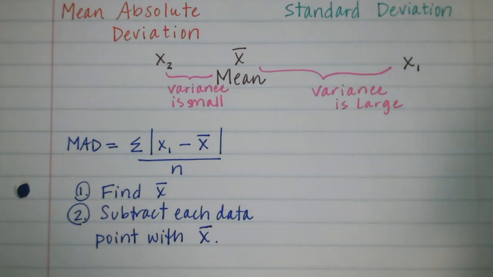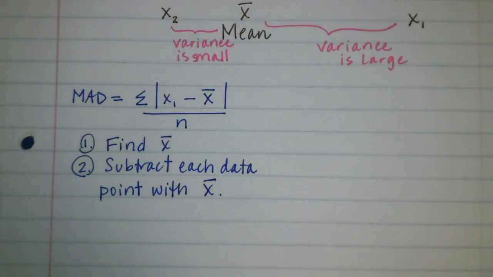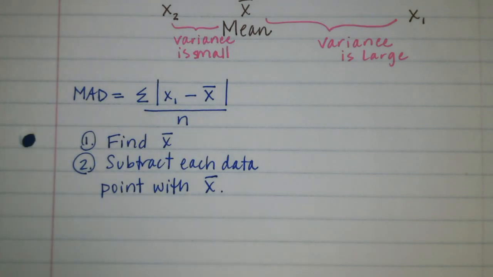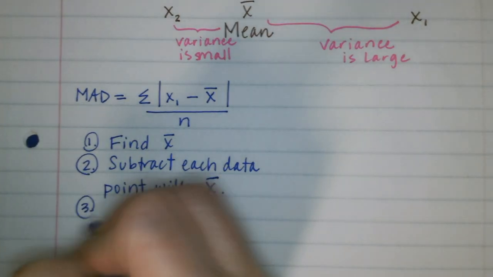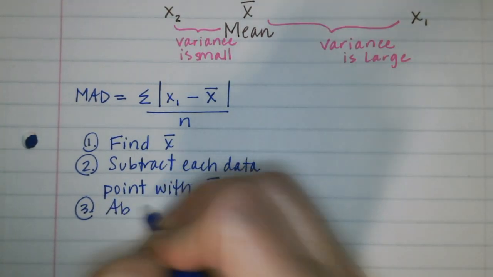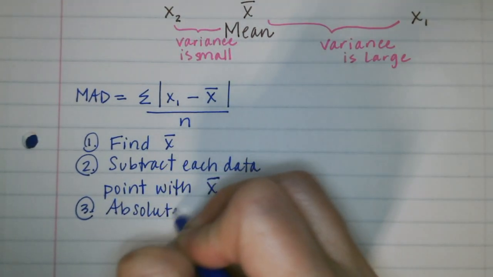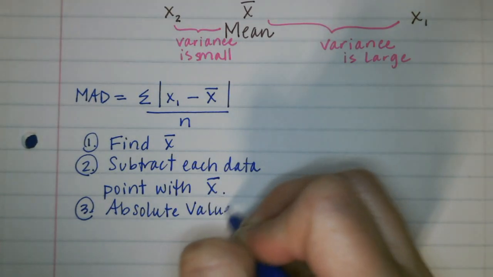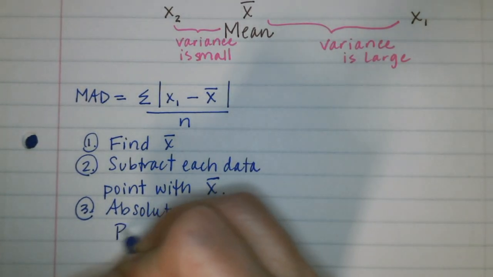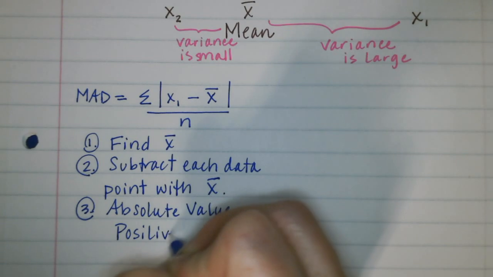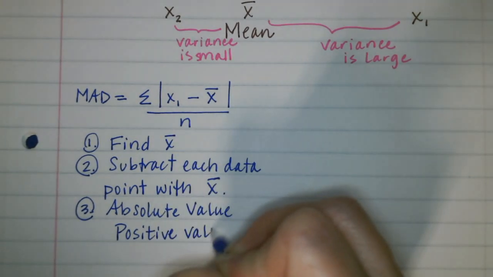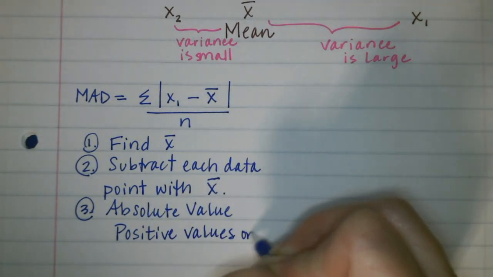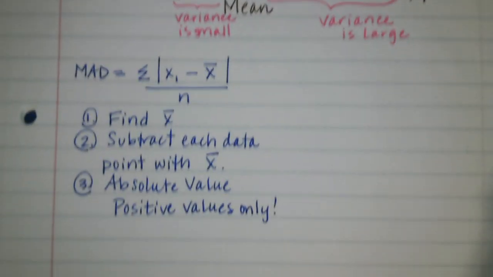And the reason why I'm going to say with is that we want the positive values only. So it doesn't matter if your score was above the average or below the average. We're just looking for how far are you from the average. And so that's where our absolute value comes in. So what that means is that we want positive values only. All right, so we're looking for the distance. All right, so positive values only.